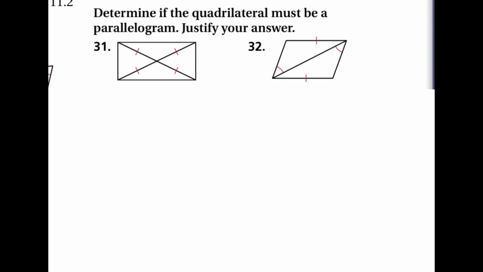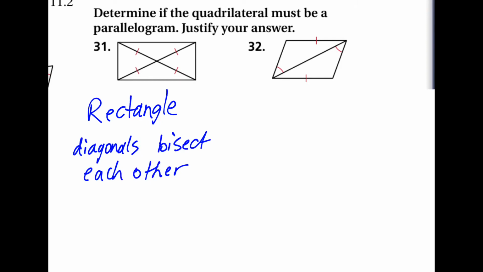So in 31, we're determining if the quadrilateral must be a parallelogram. So for 31, this one is actually a rectangle, because the diagonals bisect each other. So the answer would be yes, this is a parallelogram.